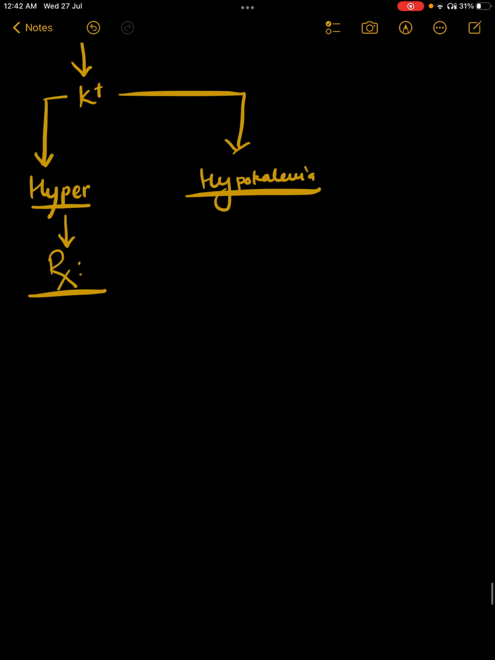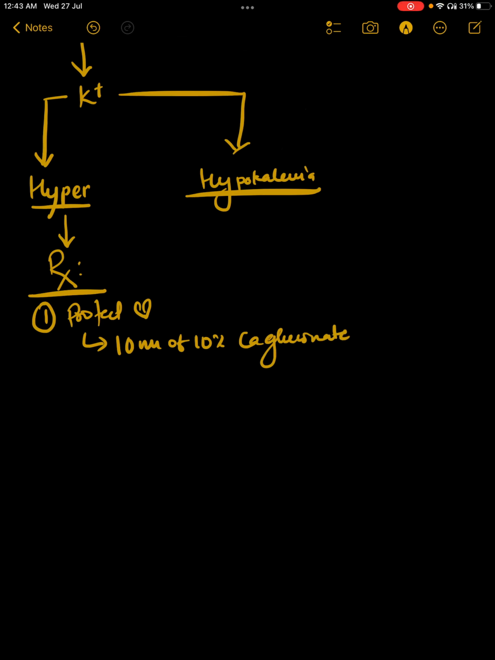In the management, the first thing we have to do is protect the heart. We have to protect the heart. For that we will give 10 ml of 10% calcium gluconate in 100 ml NS over 10 minutes. That is the first thing.